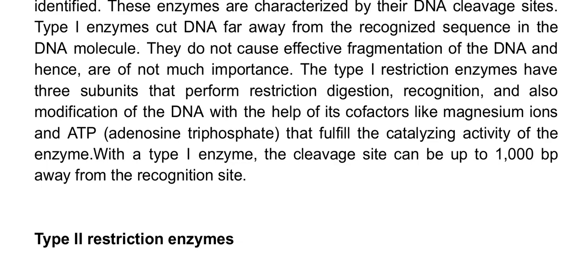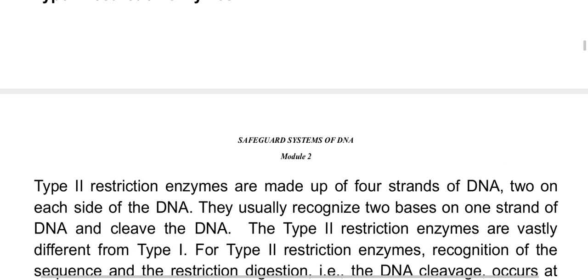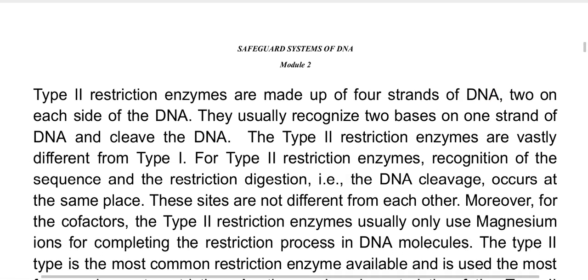The type 1 restriction enzymes have 3 subunits that perform restriction, digestion, recognition, and also modification of the DNA with the help of cofactors, magnesium ions and ATP, adenosine triphosphate, that fulfill the catalyzing activity of the enzyme. With the type 1 enzyme, the cleavage site can be up to 1000 base pairs away from the recognition site. Then type 2 restriction enzyme.